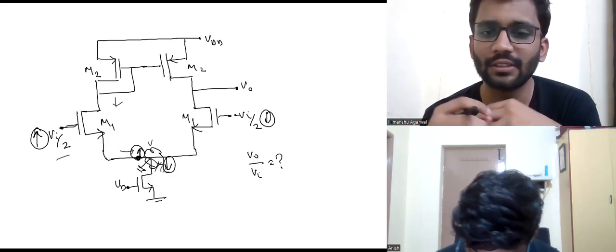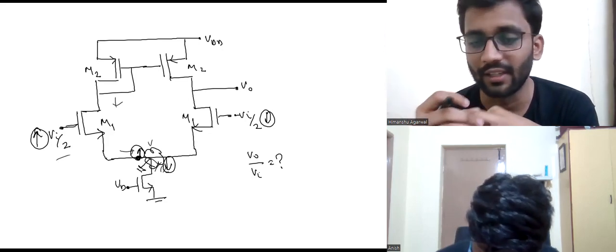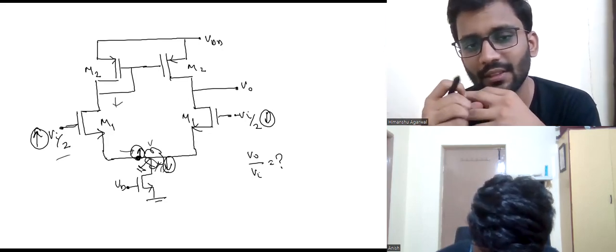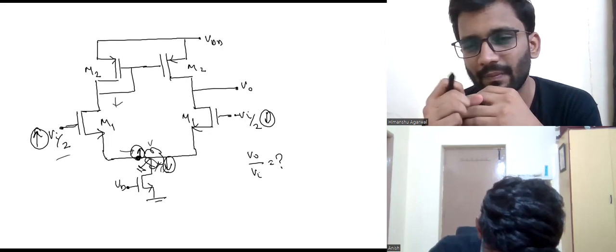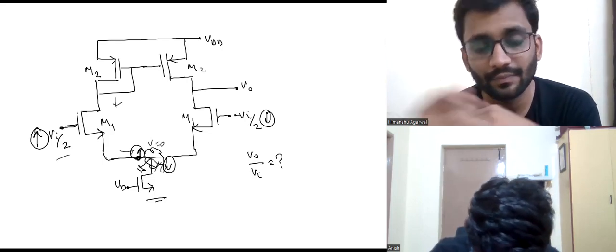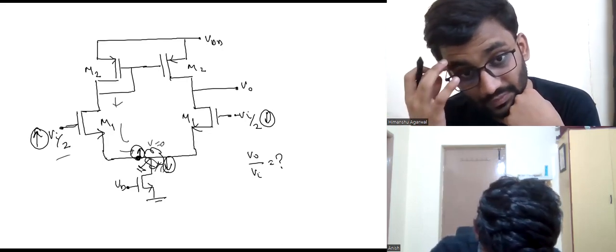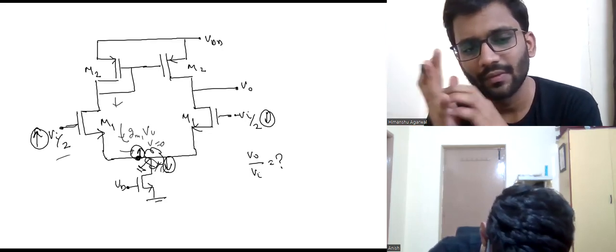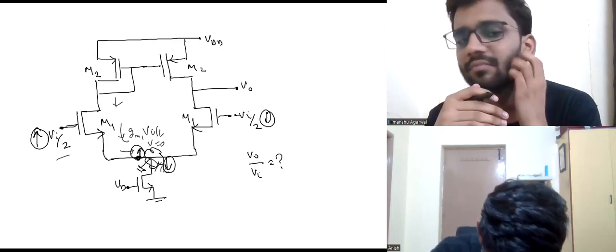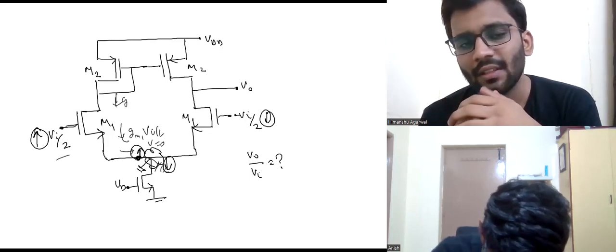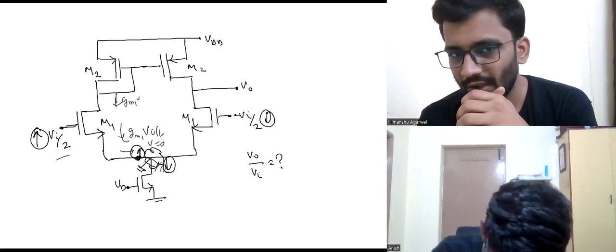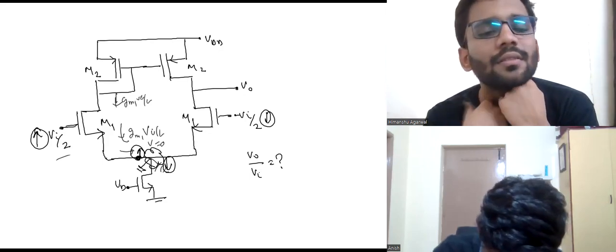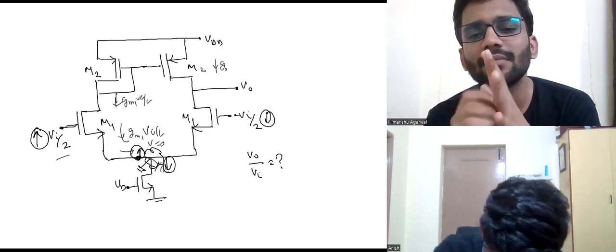Now just try to calculate the gain Vo by Vi. As this potential is 0, this current will be gm1 Vi by 2 from this. So this current will also be through the MOS M2, gm1 Vi by 2. Now as this is a current mirror, this current will also be gm1 Vi by 2.